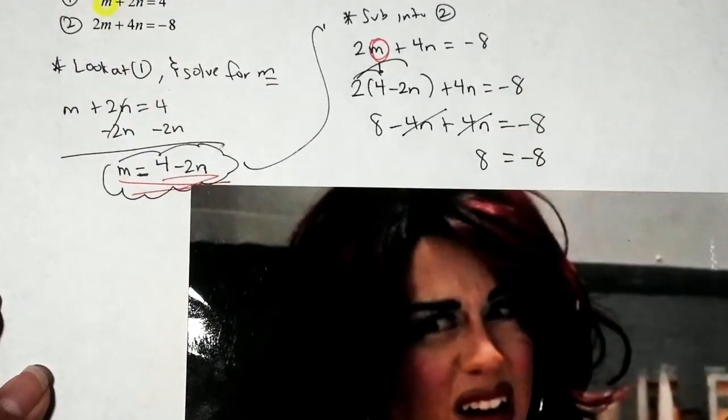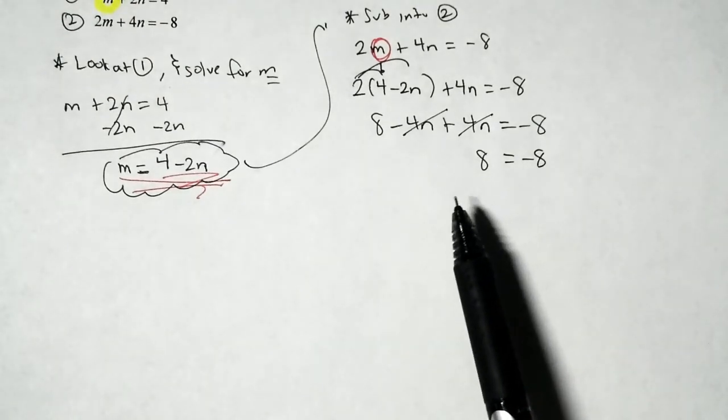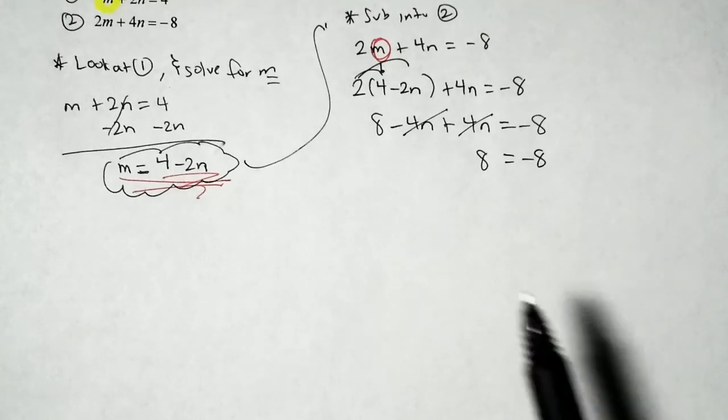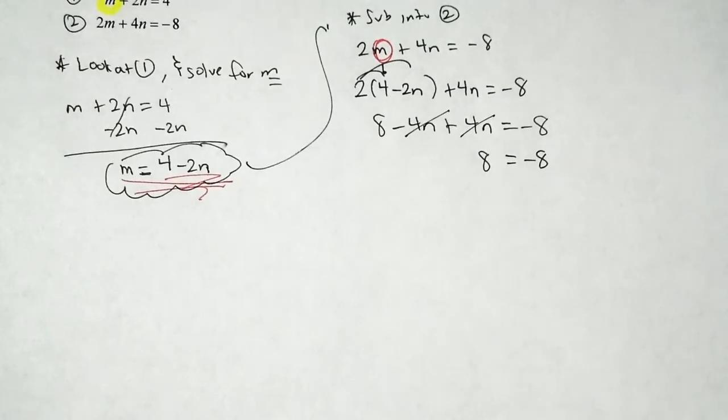So the question is, should I subtract 8 from both sides? Should I try to add 8 to both sides? And the answer is neither one. We were trying to solve for n. That didn't happen. So this is how it's going to go down.